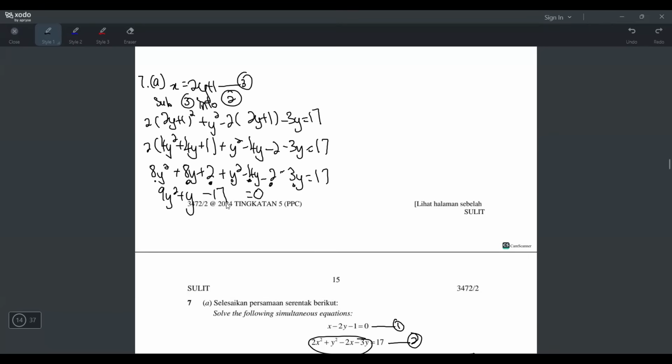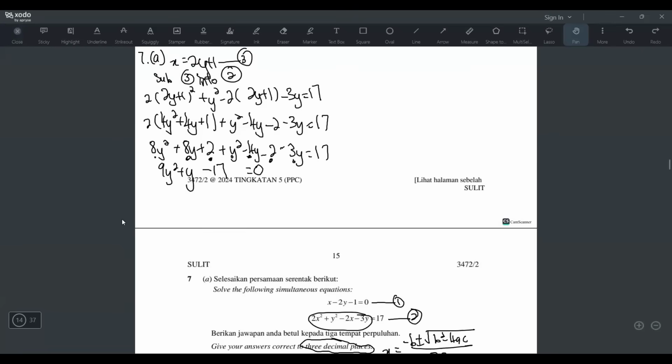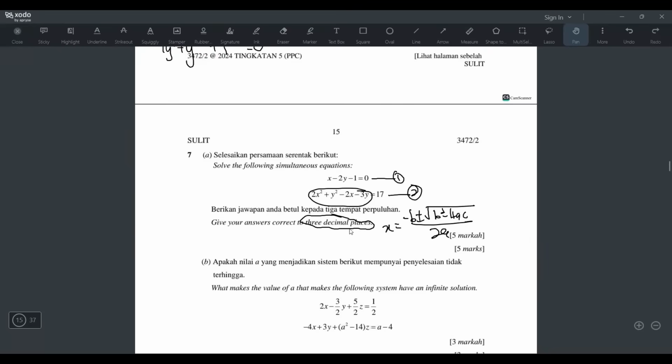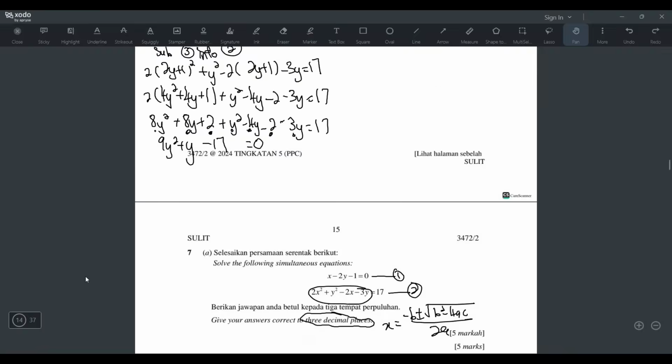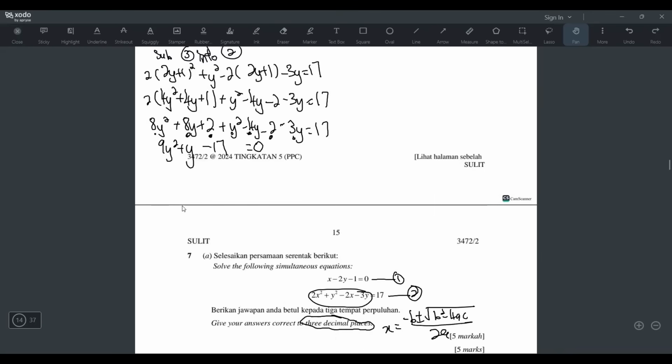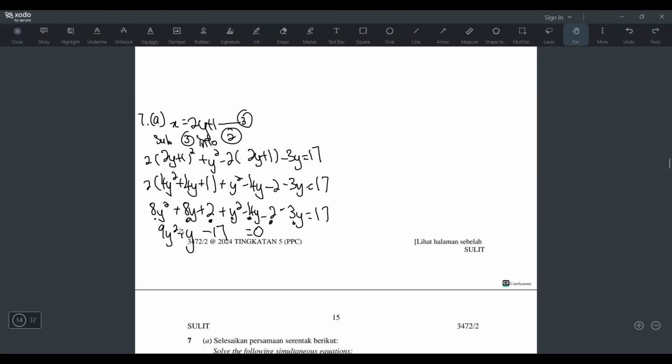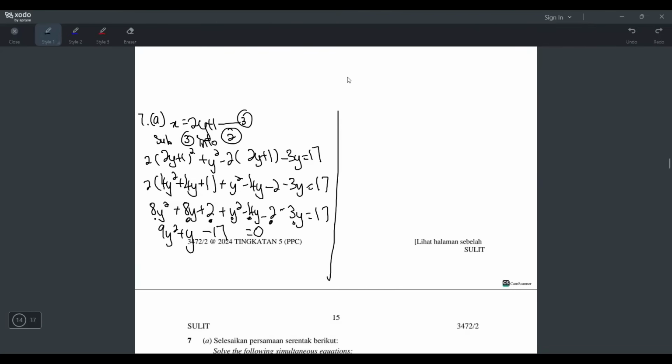You can use your calculator to help you. I don't have to try with my calculator to see whether I get a nice answer or an ugly answer. I already know it's 3 decimal places. So straight away use the quadratic formula. But don't write x equals, write y equals, right? I know here I write x equals, but in this equation you are trying to find y, so it should be y equals.